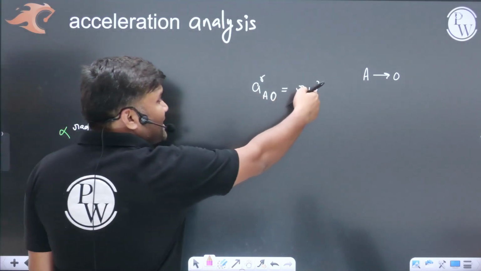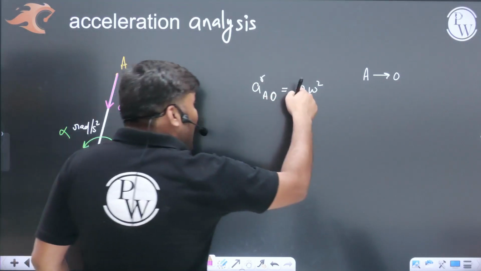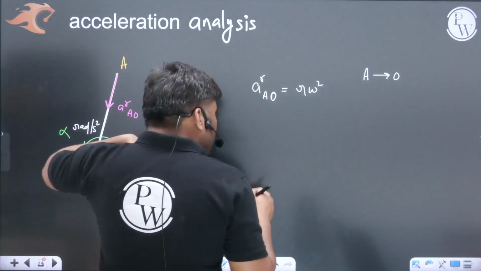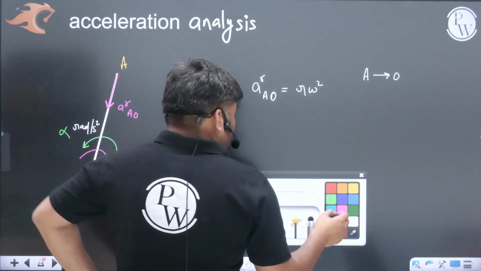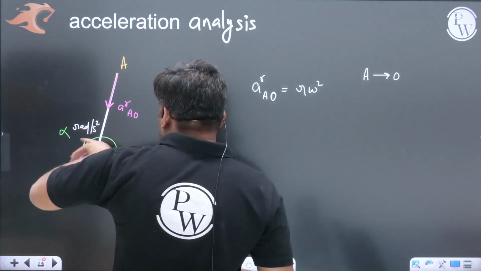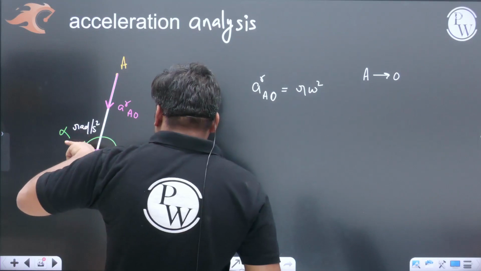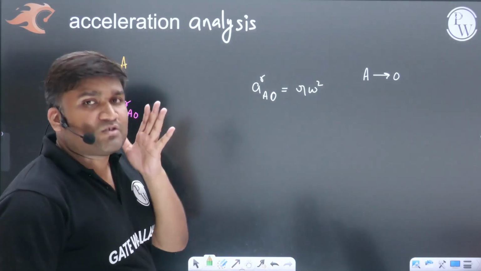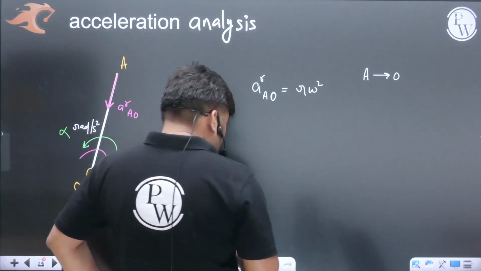How much is the magnitude that I have shown? What is the value of R? R is the distance from point O to point A. Similarly, alpha, the angular acceleration, is here, and due to this angular acceleration, you are also going to have some tangential acceleration. And what is that tangential acceleration, beta?